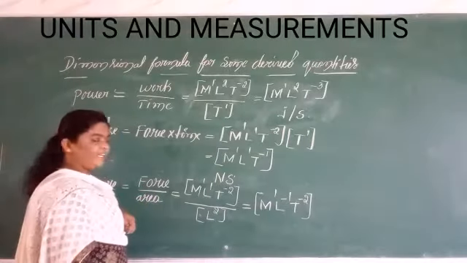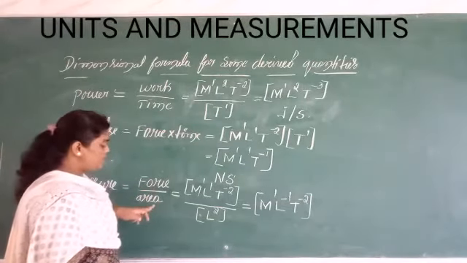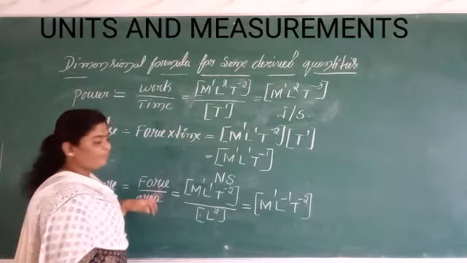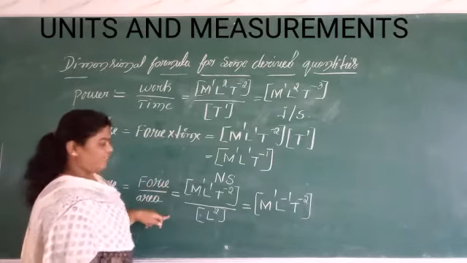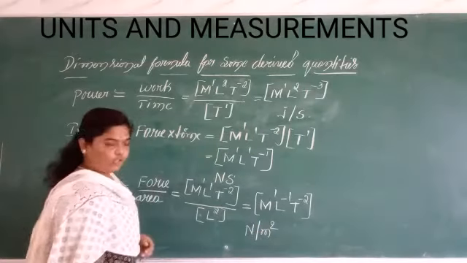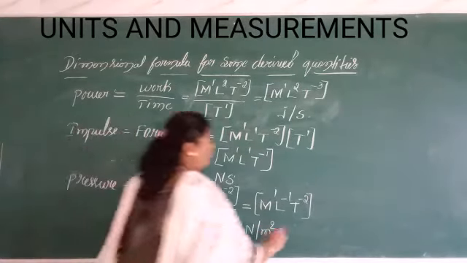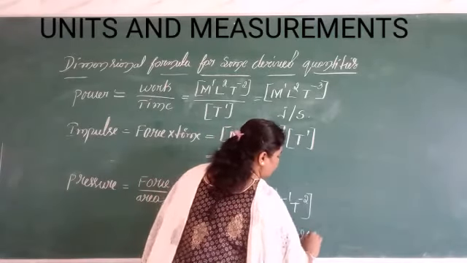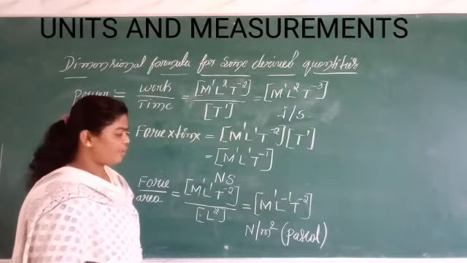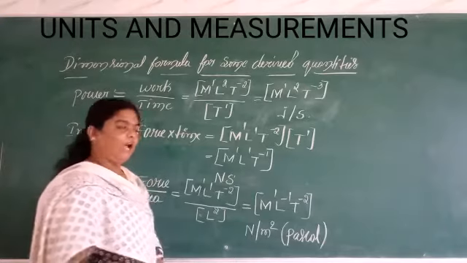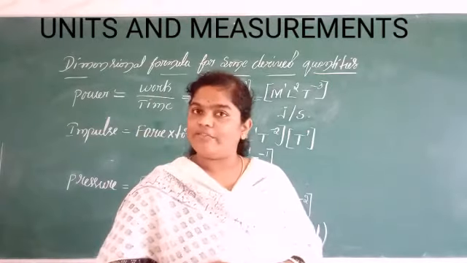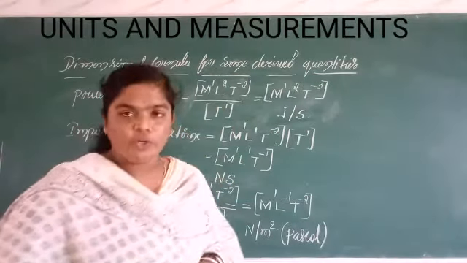So what is the unit of pressure? Force divided by area. Force is Newton, area is meter square, so we can write Newton per meter square. Another unit of pressure is Pascal. So these are some dimensional formulas for derived physical quantities and their units.